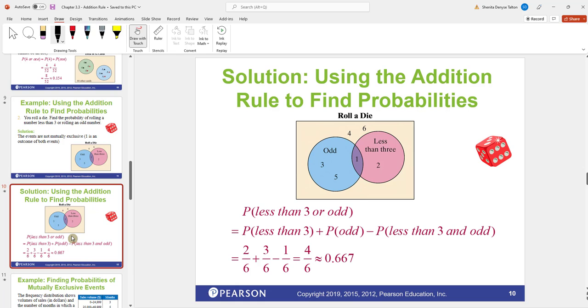So you would use the rule, the probability of A, I'll write it up here, the probability of A plus the probability of B minus the probability of A and B. So this is the rule that you use because they're not mutually exclusive. So the probability that you get a number less than 3, remember that would be just 2 and 1, so that's 2 out of 6. The probability that you get an odd number would be 1, 3, or 5, so that's 3 out of 6. But then you have to subtract off the probability that is less than 3 and odd. Well, less than 3 and odd would be the number 1, and that's 1 out of 6, so you would have to subtract that off. So you'll have 4 out of 6, which is 0.667.